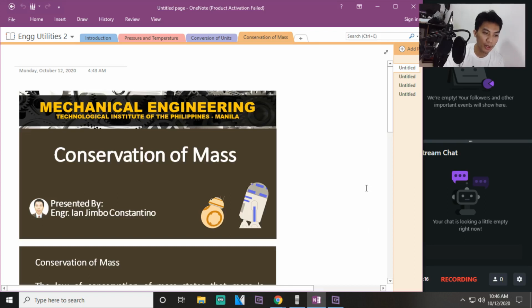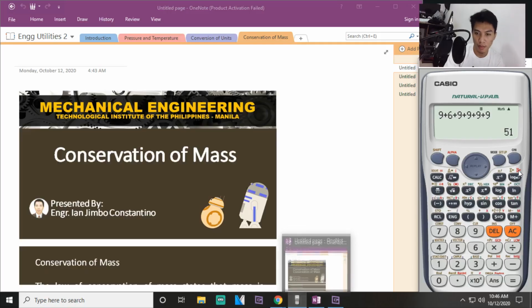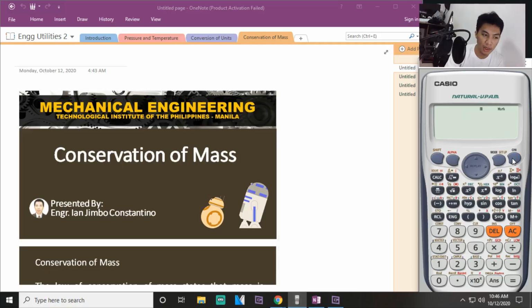Now, for conservation of mass. Ano ba yung conservation of mass na sinasabi natin? Sabi dyan, pagdating sa physics, ang conservation of mass, yung mass daw na papasok sa isang enclosed system will be the same mass without any application contained at yun din ang same mass na lalabas from that system.